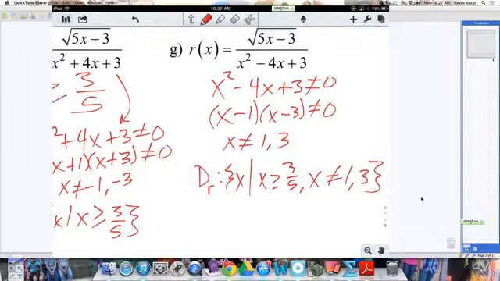Okay, so those three problems together give you an idea of what happens when you have domain restrictions of both varieties. You only have to exclude the singularities, the ones that give you division by 0, if they are not already excluded by the radicand. All right, questions on those?